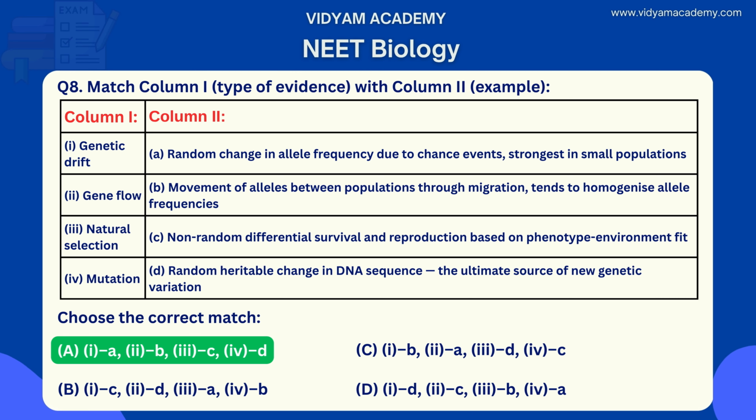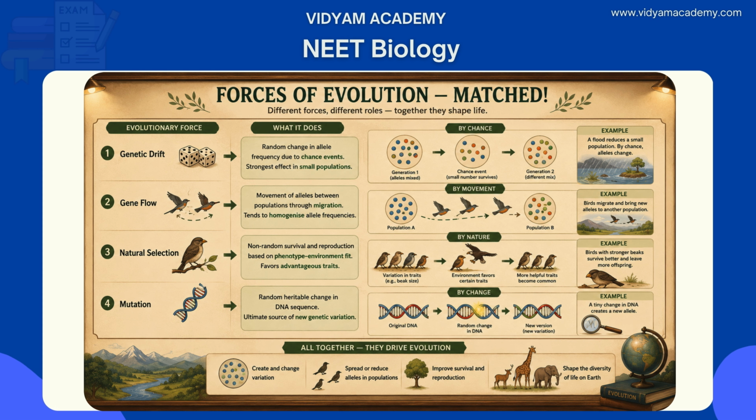Let's go for the explanation. Genetic drift is the random change in allele frequency caused purely by chance, with the strongest effects in small populations where sampling error has a greater impact. It includes the founder effect and the bottleneck effect. So gene flow, the second one which matches B, is the movement of alleles between populations via migration of individuals or gametes. It homogenizes allele frequencies and counteracts divergence between populations.